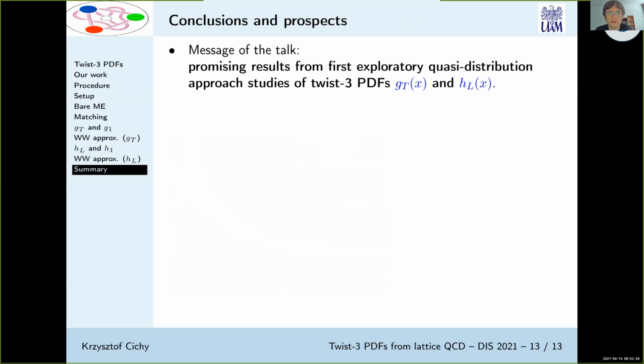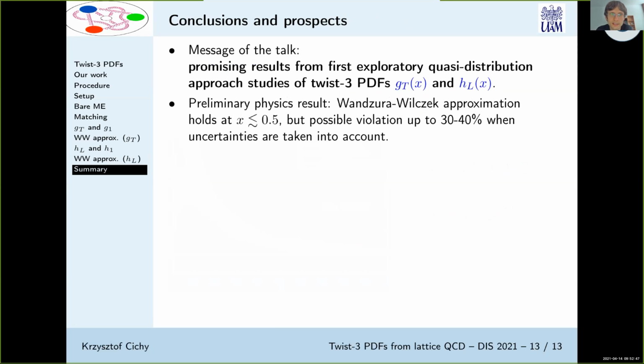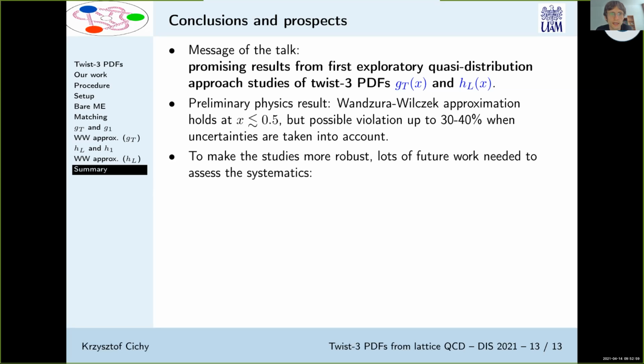Okay, so now my conclusions. So I would say the message of the talk is that there are some first promising results for the twist-3 PDFs GT of x and HL of x. That there is a preliminary physics result that the Wandzura-Wilczek approximation holds at least at small x, but there are still possible violations when taking the uncertainties into account.